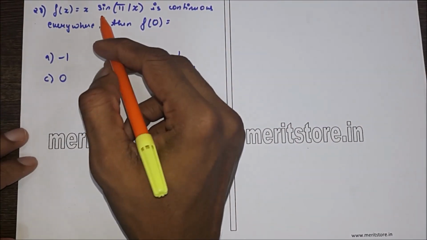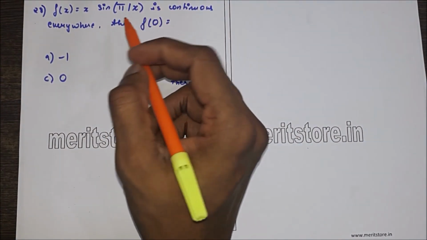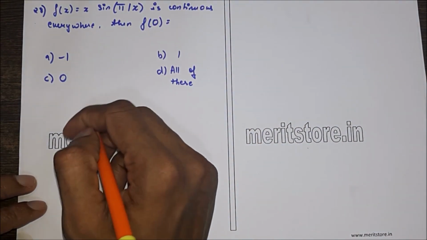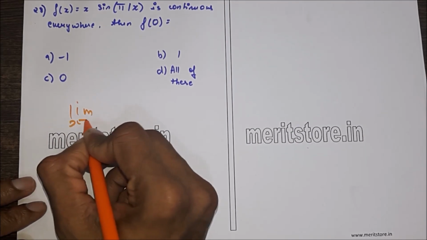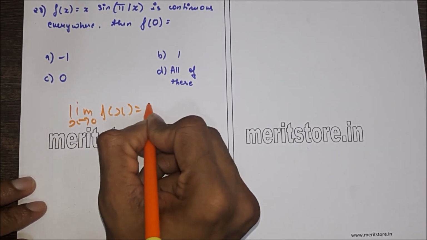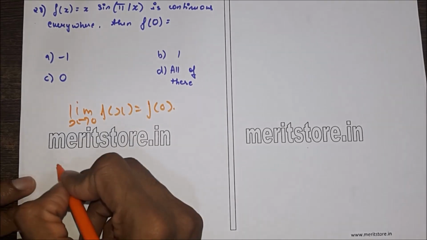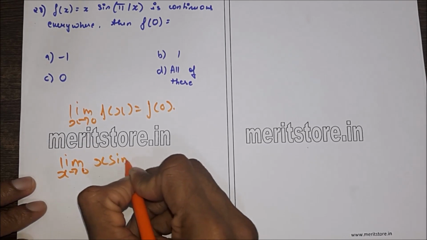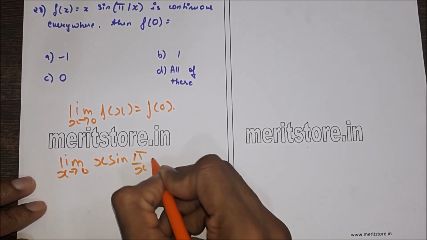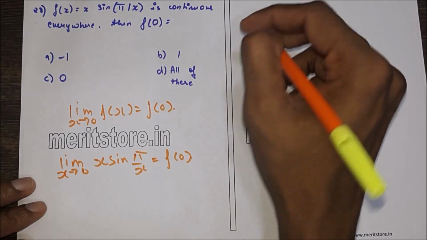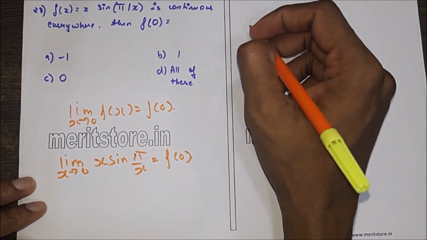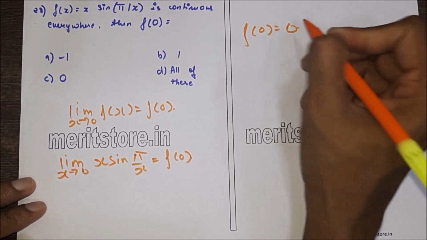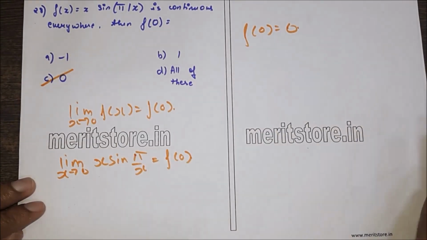F of x is equal to x sine pi by x is continuous everywhere, then f of 0 is equal to? Since f of x is continuous everywhere, we write limit x approaches to 0 of f of x is equal to f of 0. Therefore limit x approaches to 0 of x sine pi by x is equal to f of 0. For x approaching 0, sine is an oscillating function between minus 1 and 1, so the limit is equal to 0. Therefore f of 0 is equal to 0. Therefore we see option C is the correct answer.